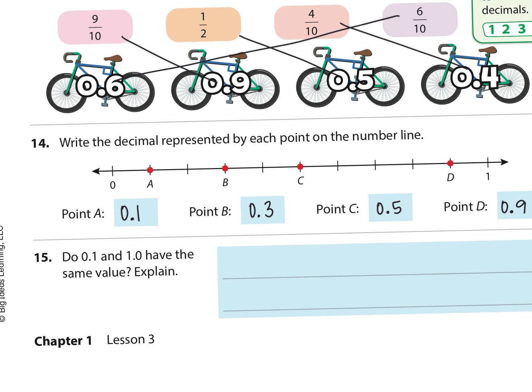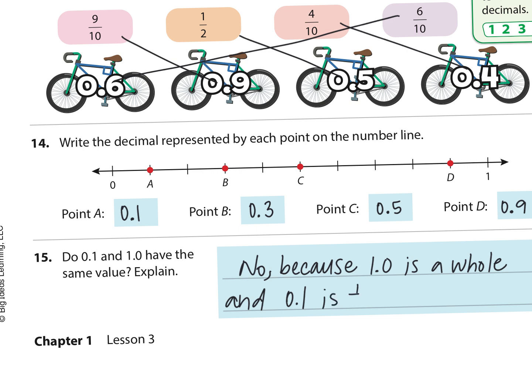Do 1/10 and 1 whole have the same value? No. Can somebody raise their hand and explain why? Jeb, go for it. Because 1.0 is 1 whole, and 0.1 is just a fraction of a whole. Very good. Because 1.0 is a whole and 0.1 is 1/10 of a whole. Perfect.